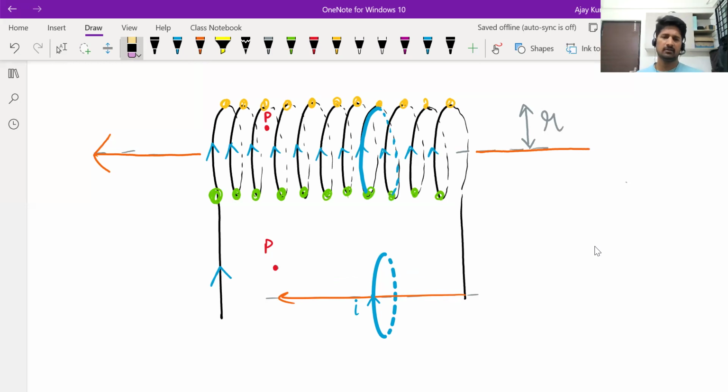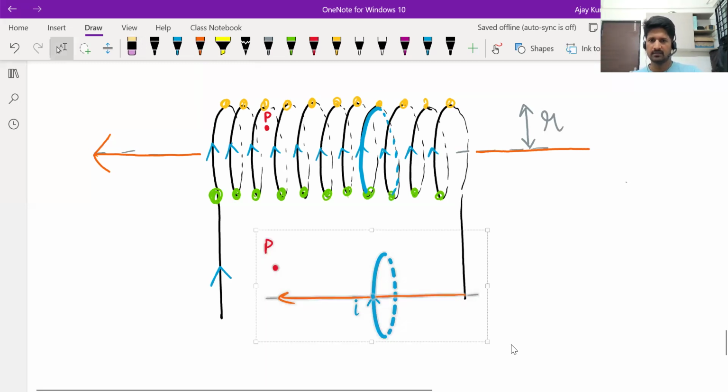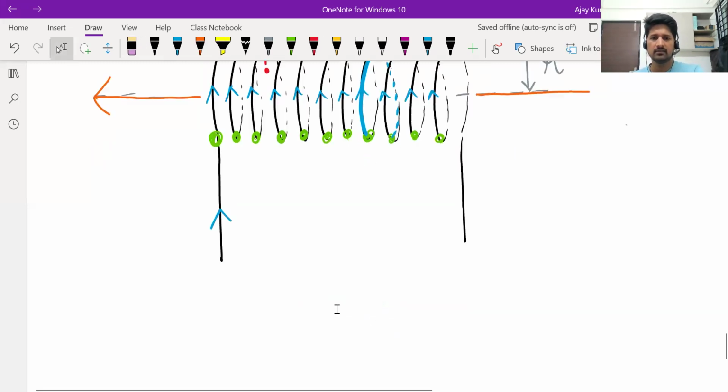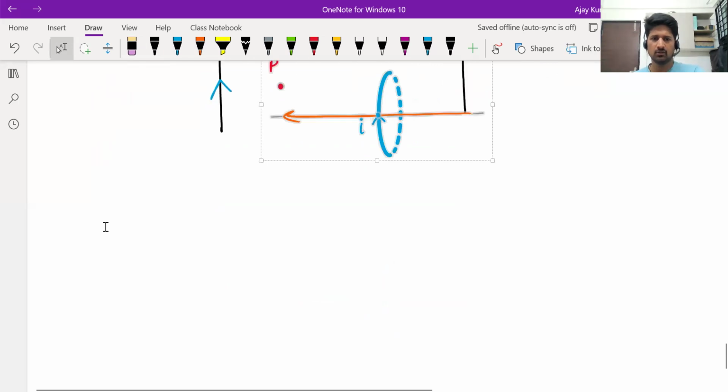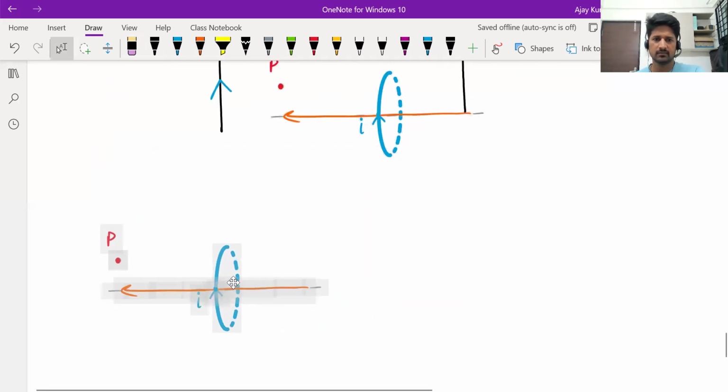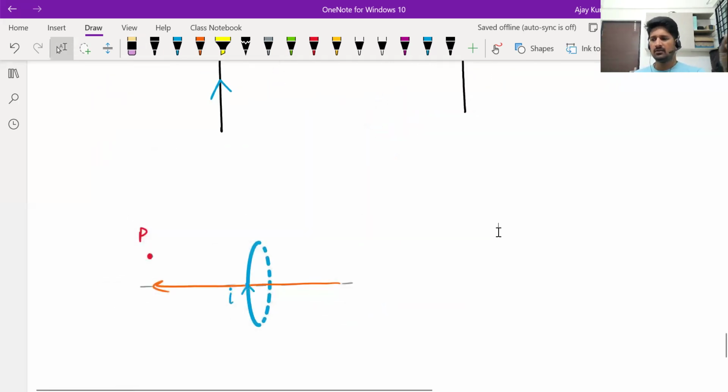Any other idea, anyone? To get the direction of magnetic field at that point P, which is not on the axis. Okay, listen. This is basically a circular loop of current, right? What do loops of current behave as? Anyone?